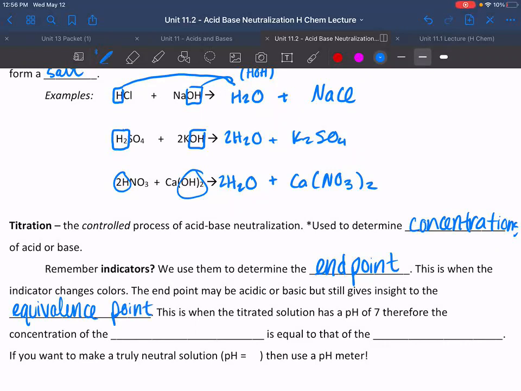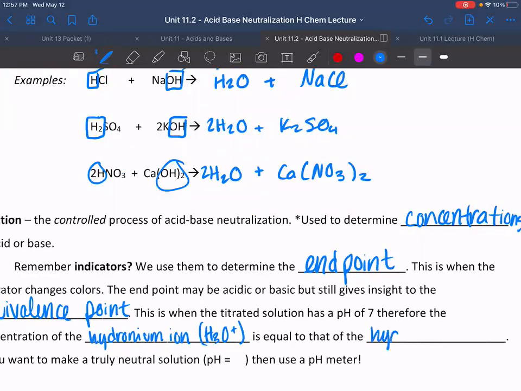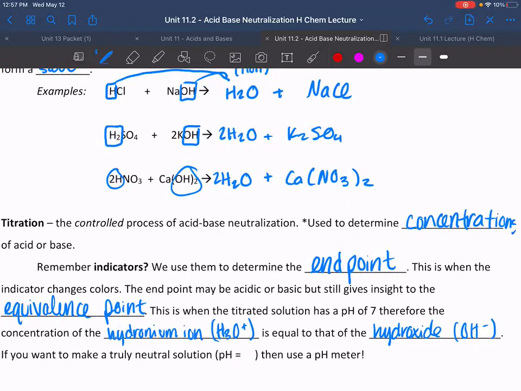The equivalence point is when the titrated solution has a pH of 7, or neutral. This means that the concentration of the hydronium ion, which is our H3O plus, so this is just the H plus being added to a water molecule, is equal to that of the hydroxide, or OH minus. Those concentrations are equal, and we're neutralized.